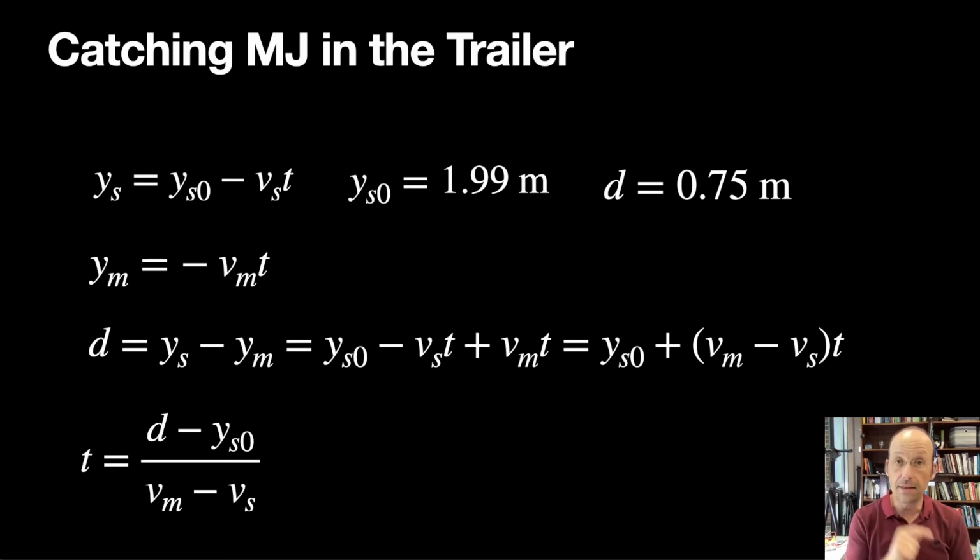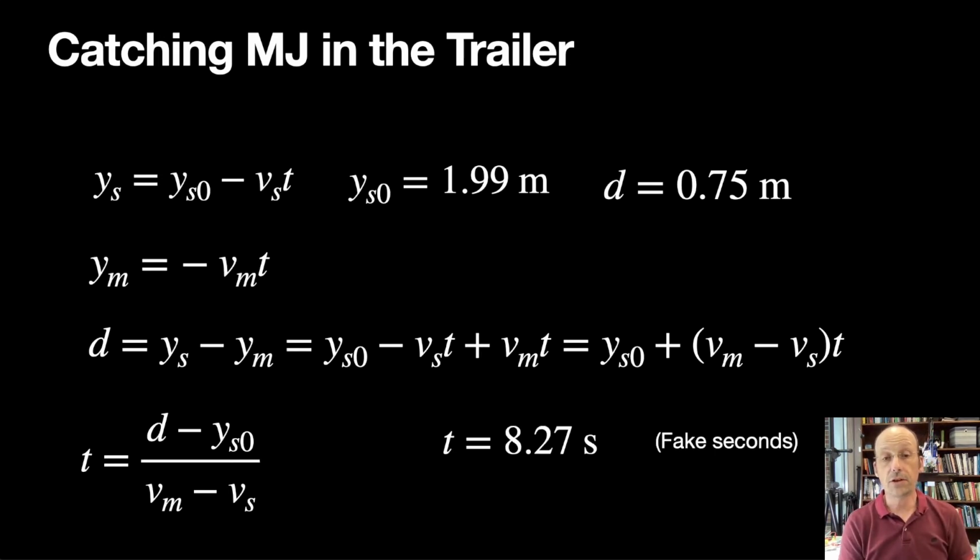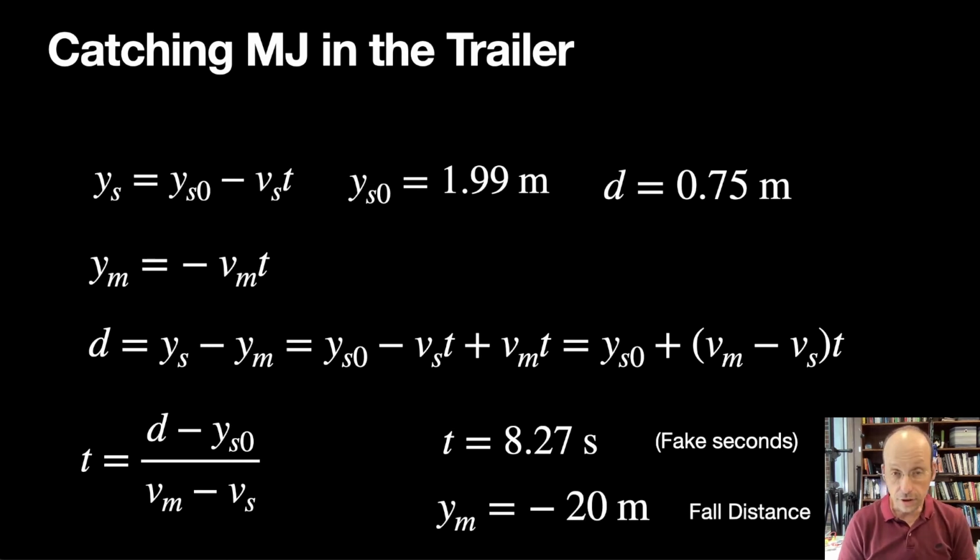So it's d, the distance between them of 0.75 meters, minus the starting position, divided by the difference in their velocities. If you plug that in, I get 8.27 seconds, and again, fake seconds, because I don't actually know the time scale, but it doesn't matter. I can take that time, put it back into my equation for MJ, ym, and I get that she falls 20 meters, and then he catches her.